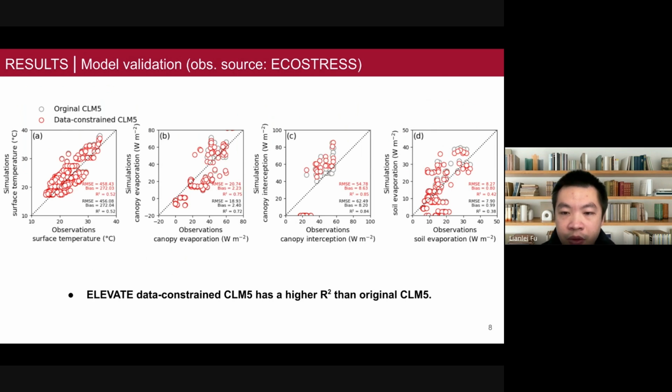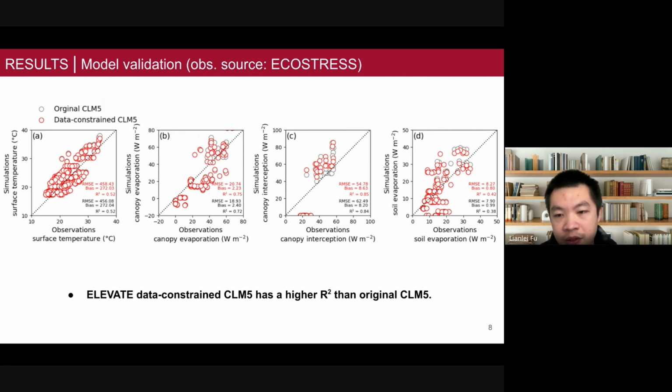For the results of the model validation, incorporating ELEVATE constraint data significantly improved the CLM5 performance, resulting in a higher R-square value than the original CLM5.